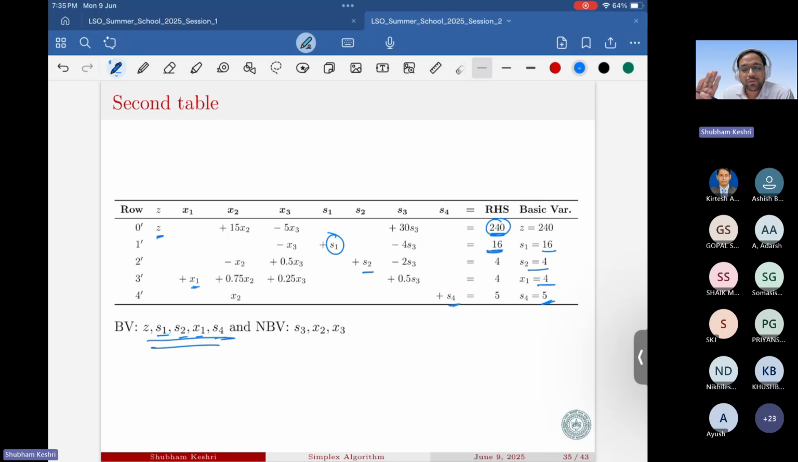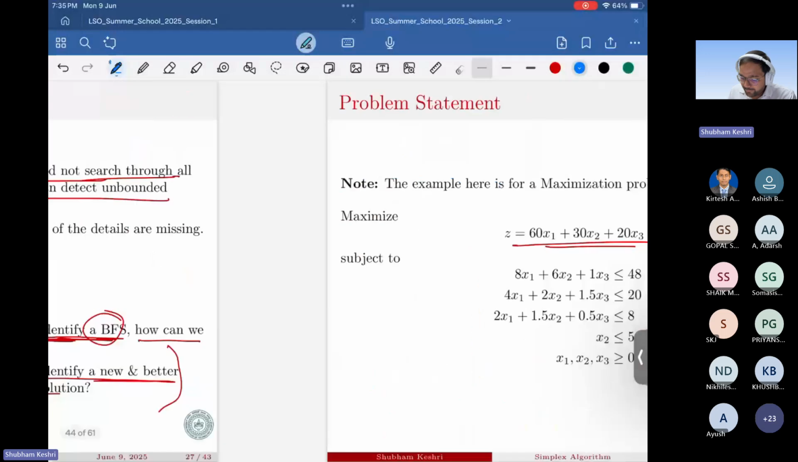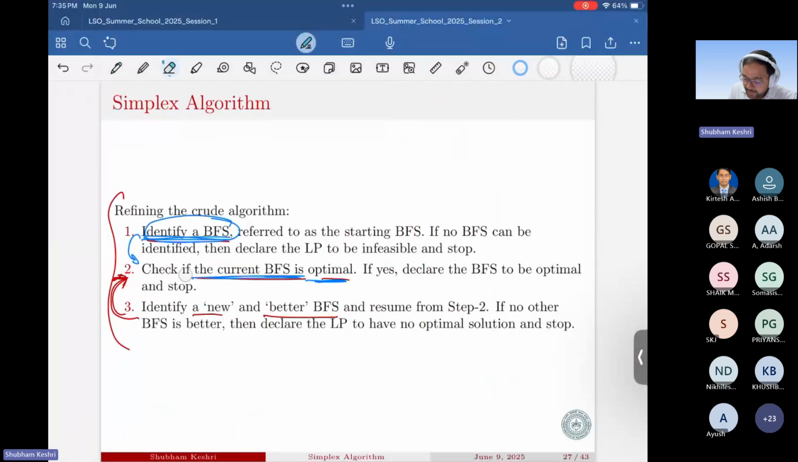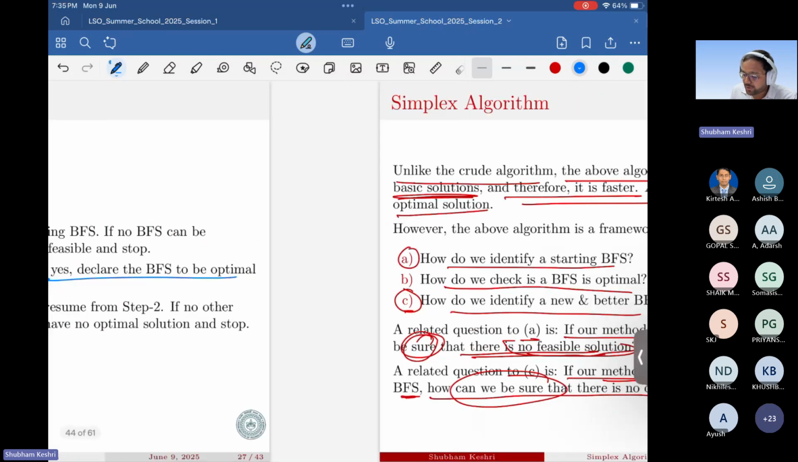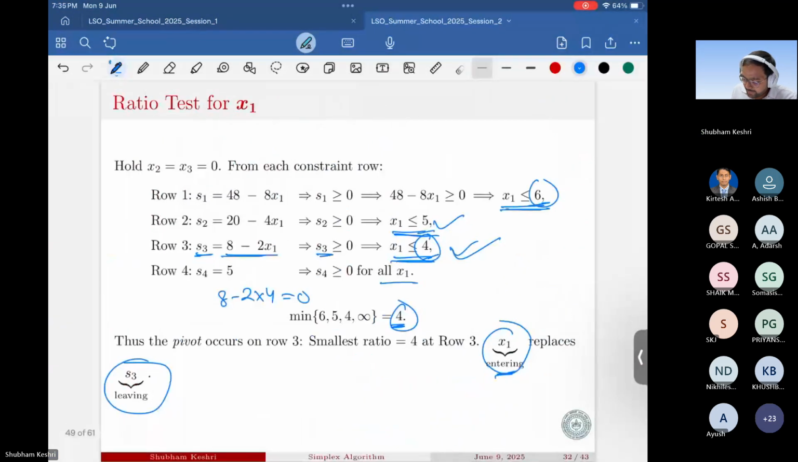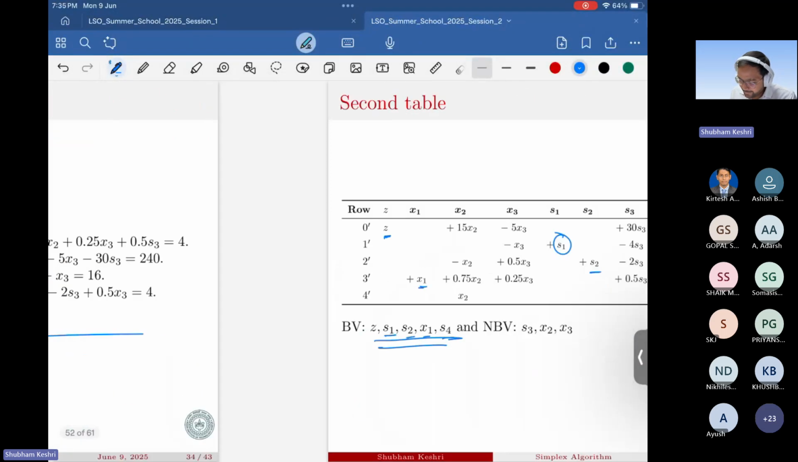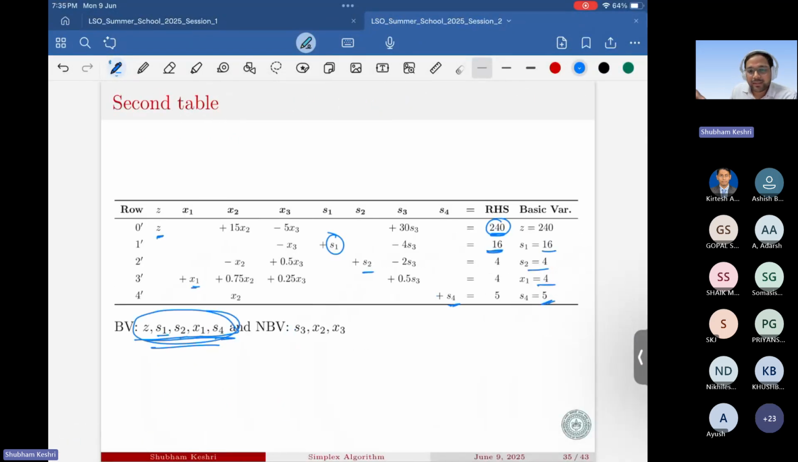Now you see what we have done. If we go back to the steps, we checked if it is optimal or not. We saw this is suboptimal, because we could improve the objective function value. We identified a new and better basic feasible solution. These are the new basic variables, and this is the new basic feasible solution. You see the objective function value goes from 0 to 240. It is not only new, but it is also better.